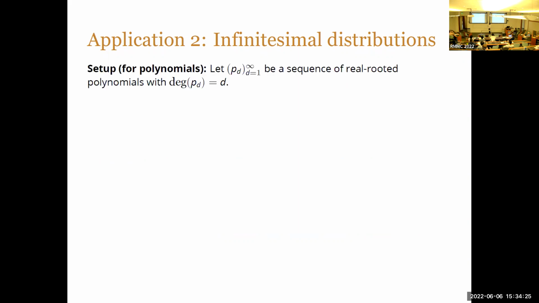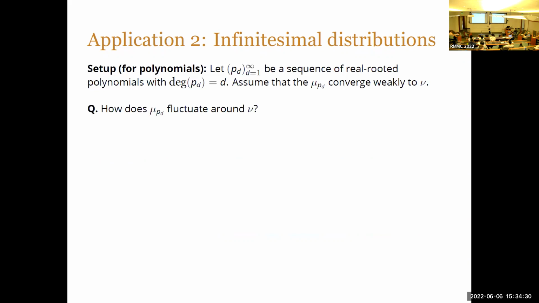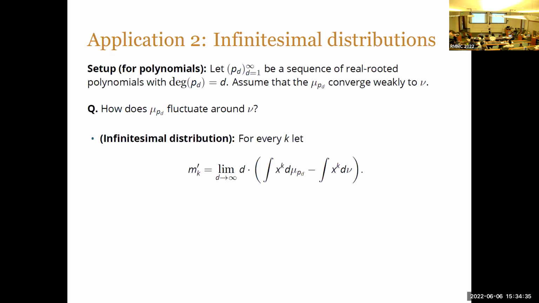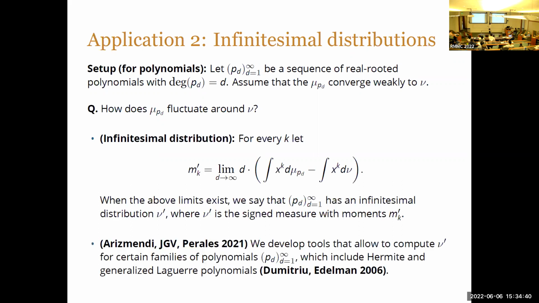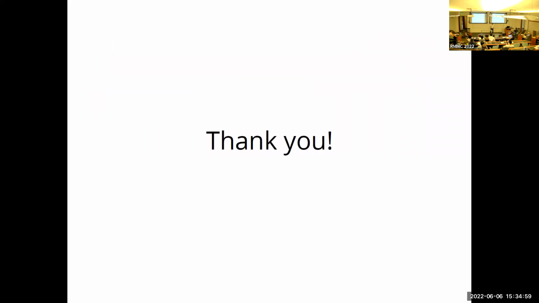If you know what infinitesimal distributions are, we're also able to compute infinitesimal distributions of sequences of polynomials by looking at the formula corresponding to the terms of order 1 over d. For example, for Hermite and Laguerre polynomials, there's an explicit formula for the infinitesimal distribution that was obtained by Dumitriu and Edelman using different techniques. So we can obtain that as a byproduct of our machinery. Okay, that's all. Thanks.